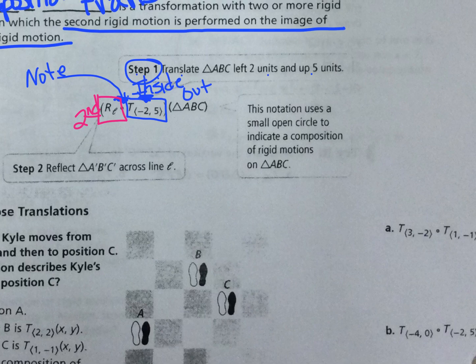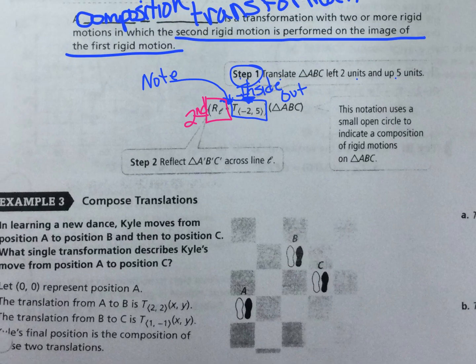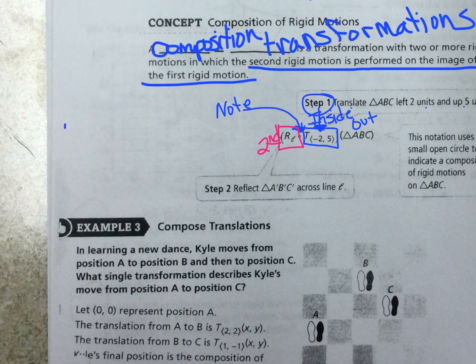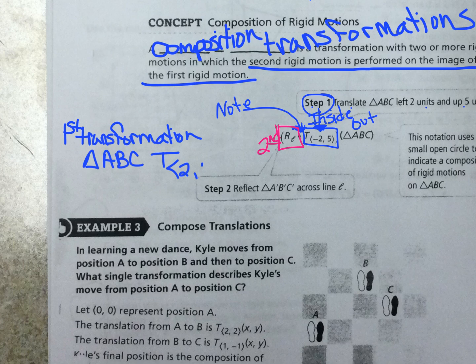Let's see, so I'm going to write this. The first transformation, triangle ABC is translated to 5. And the second transformation is over line L, reflected over line L, okay?